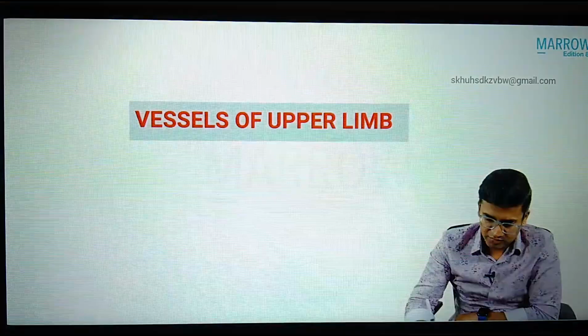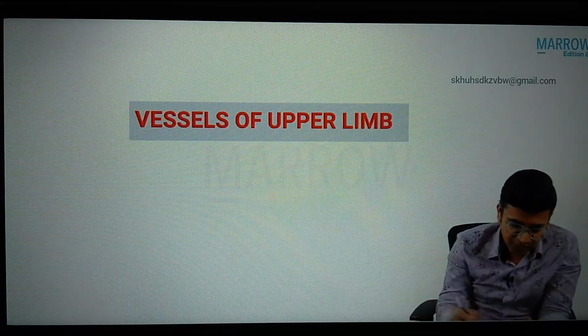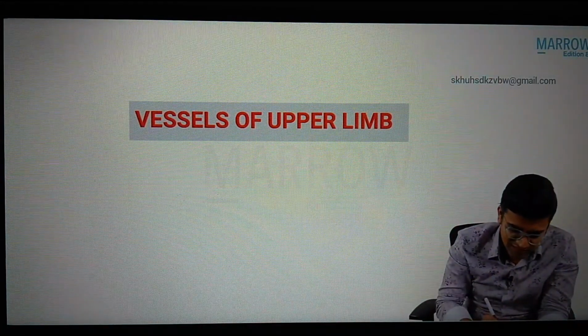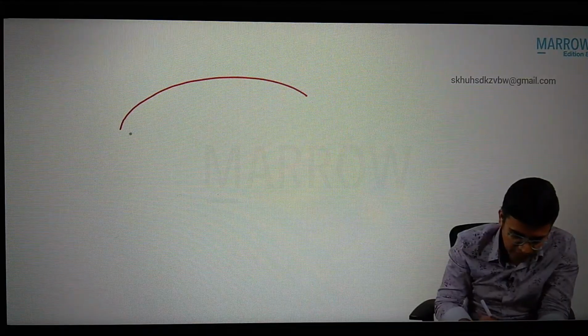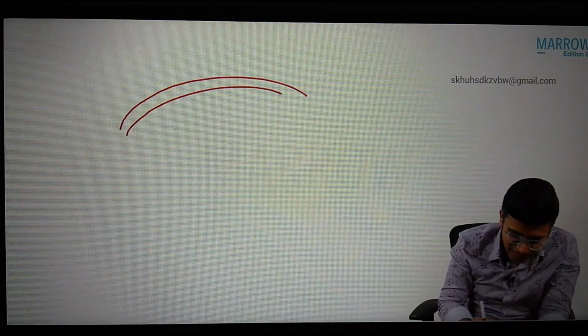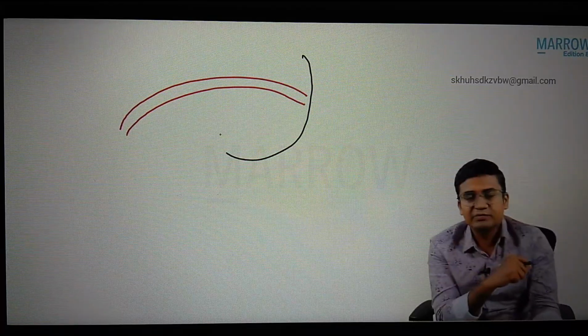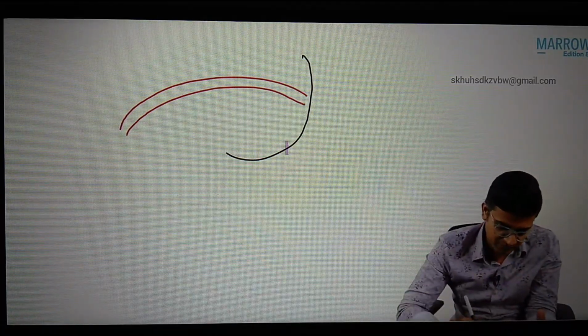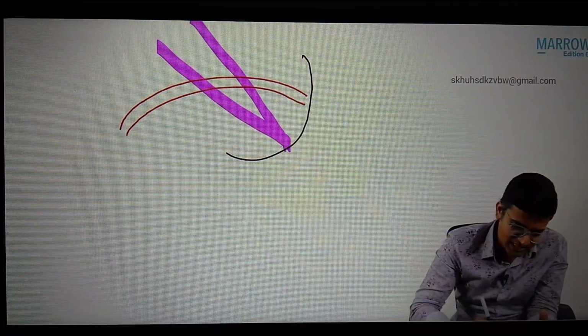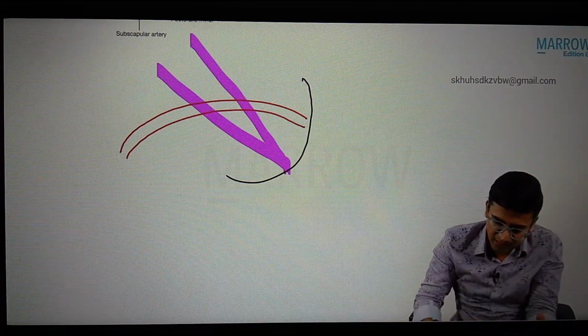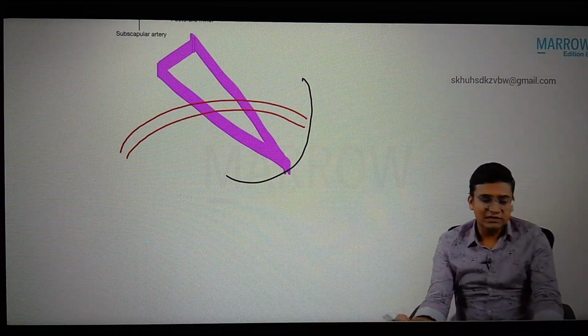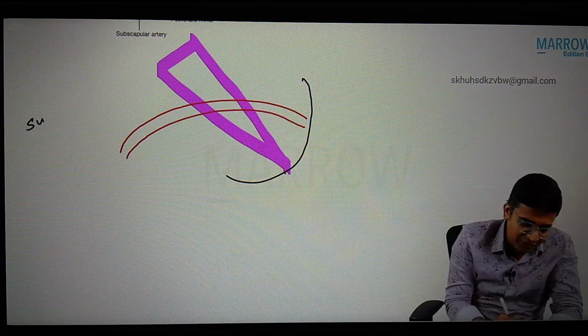So now we're going to discuss the vessels of the upper limb. Now we're going to draw the line diagram first. So this is our subclavian artery. Now the subclavian artery is divided into three parts by one muscle, that is our scalenus anterior muscle. So the scalenus anterior muscle divides the subclavian artery into three parts.